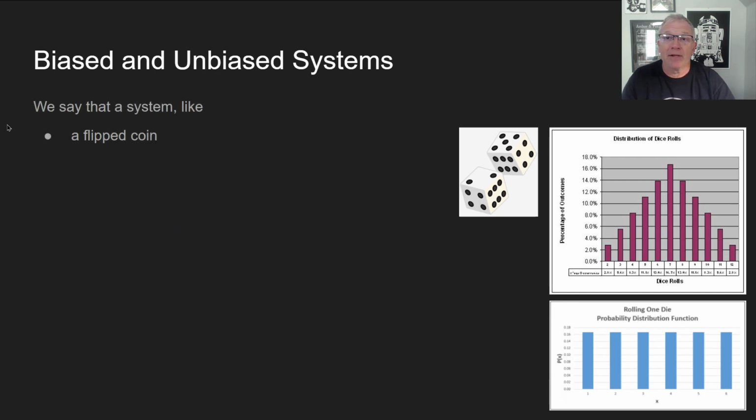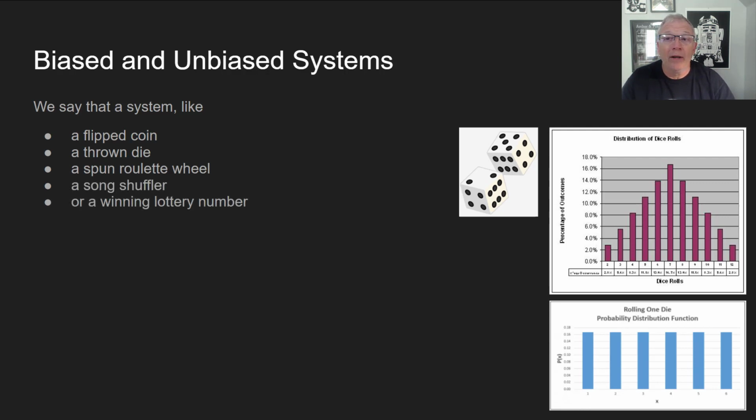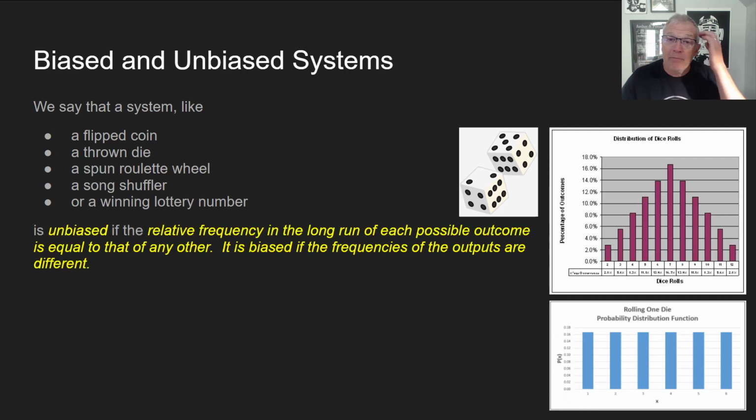So we say that a system like a flipped coin, a single thrown die, or a spun roulette wheel, a song shuffler maybe, or a winning lottery number, those are all unbiased. And what we mean by that is to say that the relative frequency in the long run of each possible outcome is equal to that of any other. It is biased if the frequencies of the outputs are different.